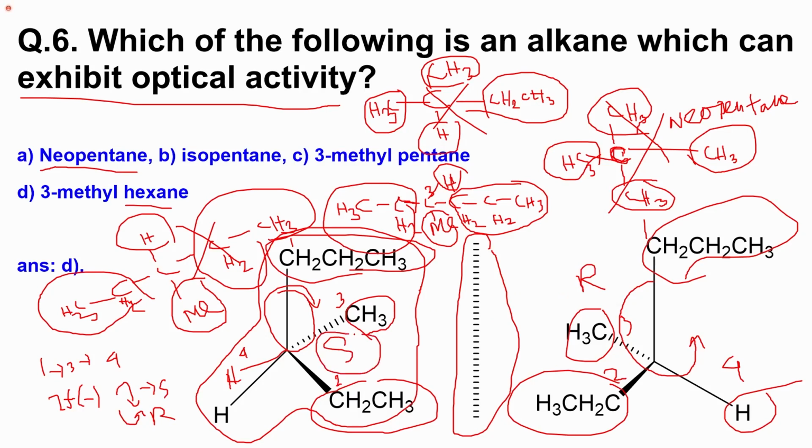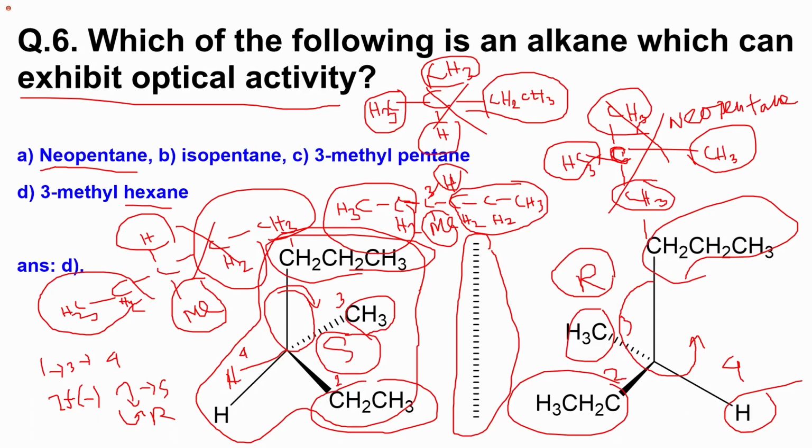Now in this one example, we discussed a lot of things here: how the RS configuration works, and how a molecule gets optical activity. These are the things we have discussed in one question.